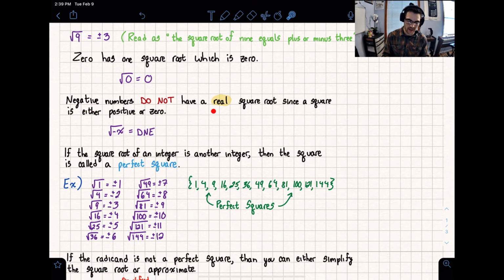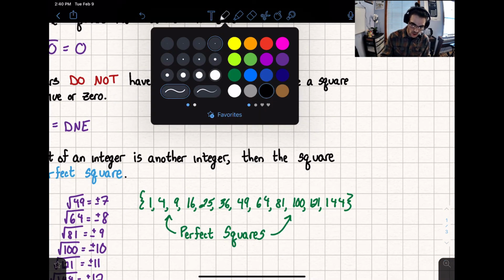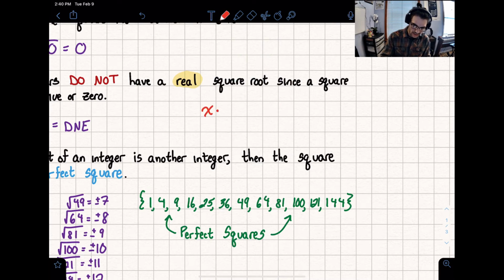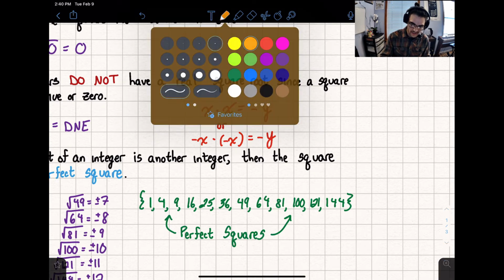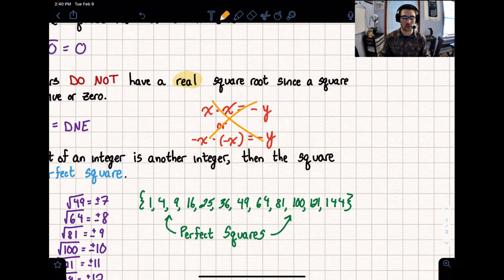Now, this is pretty interesting right here. Negative numbers do not have a real square root since the square is either positive or 0. We know that we cannot have any numbers positive times positive or negative times negative that come out as a negative. For example, there is no scenario where x times x equals some negative number y, or negative x times negative x equals some negative number y. This never happens. This is impossible.